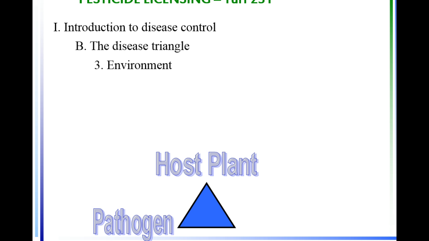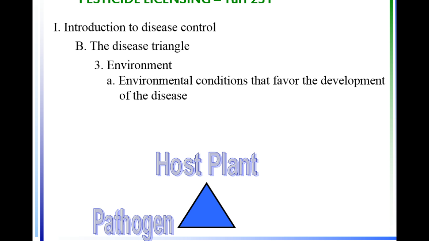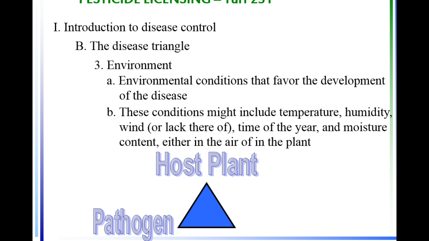So the last one is environment. Environmental conditions have to favor the development of the disease. So I need the host plant, I need the pathogen, and I need the environment to be able to have this plant infected. Environment is going to include temperature, humidity, maybe wind, maybe lack of wind, time of year, moisture content. There's going to be a particular time when the plant will be more susceptible. So you're going to need all 3 of those to get a plant infected.